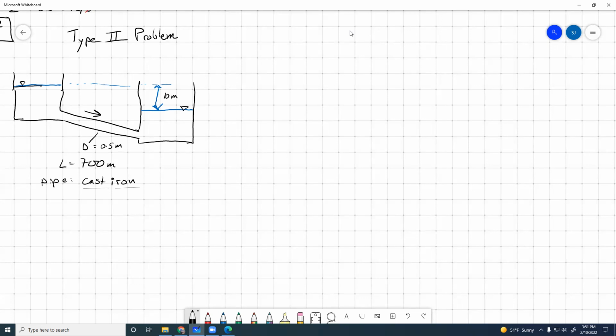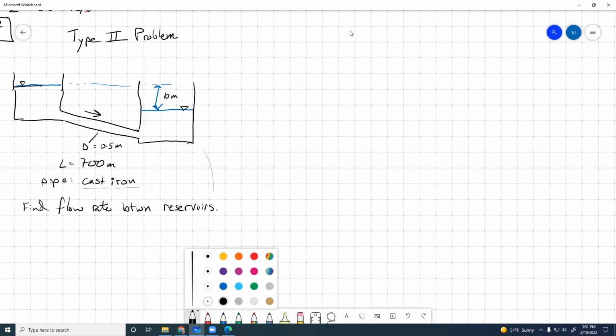So we're kind of given this information, and then the question will be to find the flow rate between the reservoirs. As with all of these problems, we're going to use the energy equation and solve it between 2 points. If you were to use this energy equation, what points would you pick on this problem? Water surfaces. And why would we do that, Haley?